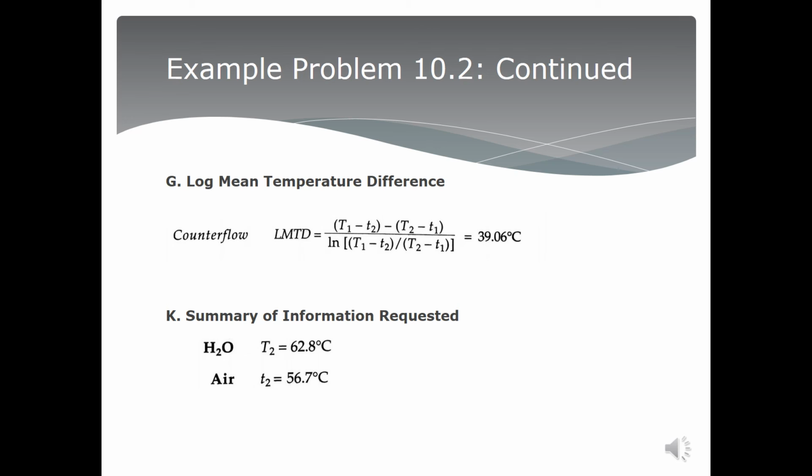In summary, the question asked: determine the expected outlet temperatures of both fluids. In Part K, we have summarized the information requested. Water T2 equals 62.8 degrees Celsius and air T2 equals 56.7 degrees Celsius.